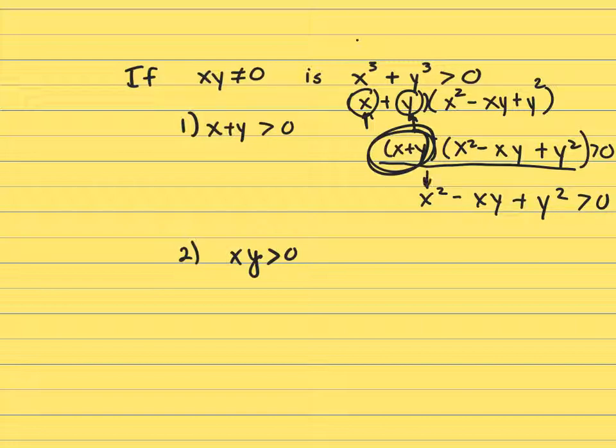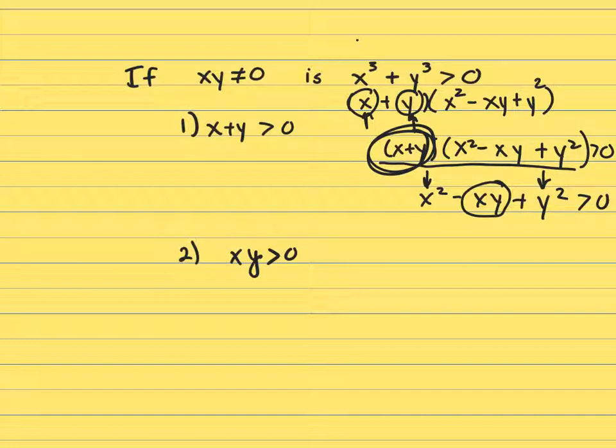Note, this term is always positive because you're squaring it. This term is always positive because you're squaring it. And the squares will always be bigger than the product. Okay? So if you want, I can verify with a few numbers. Let me see. x plus y is greater than 0.